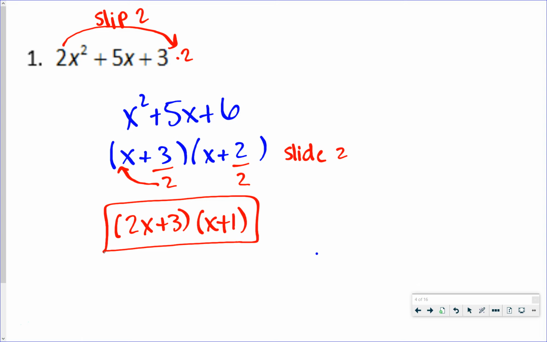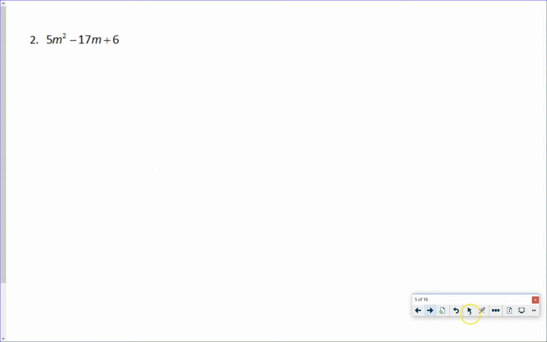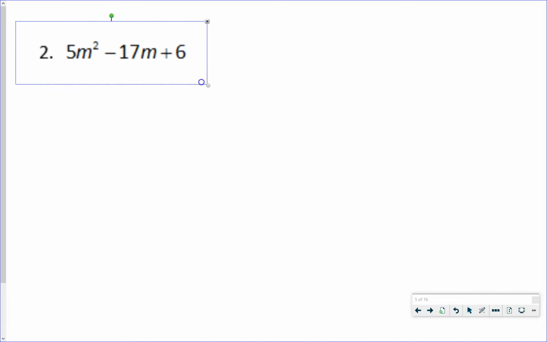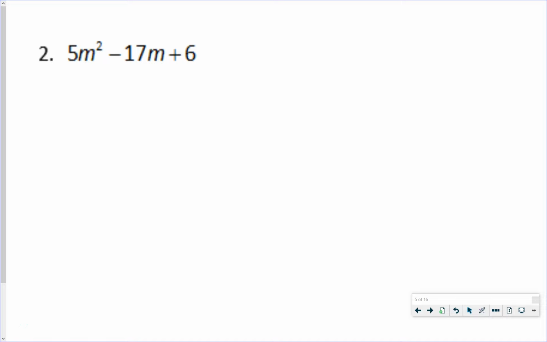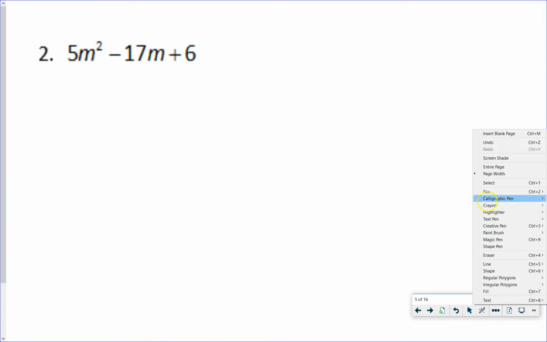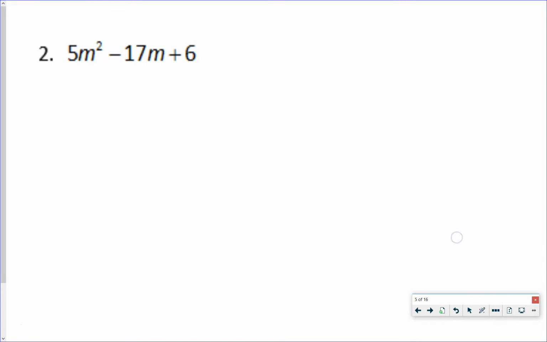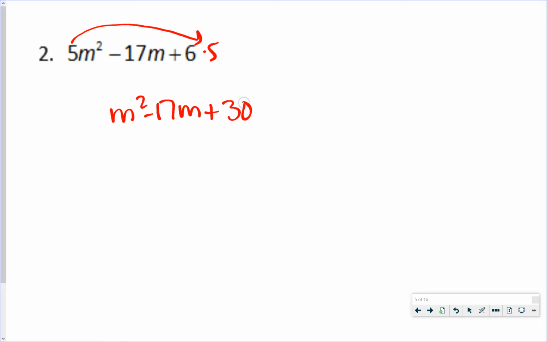Alright. No questions on number 1, then we're going to go over here to number 2. This time we have 5m squared plus 17m plus 6. Is there a GCF? No, there is not. So what am I going to do? We got to slip first. Move the 5 to the back. So now we have m squared plus 17m plus 30.